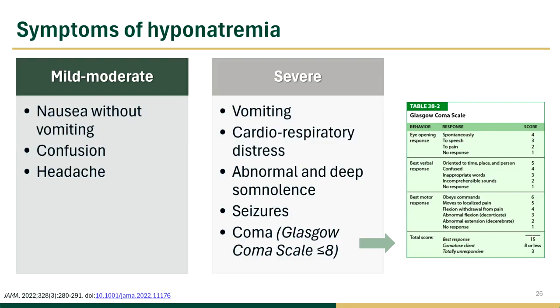So the mild to moderate versus severe classification of symptoms is very important for determining what we do for treatment. Mild to moderate is when you get general symptoms, like nausea, vomiting, confusion, slight headache. But when you get into the severe range, you get into intense abnormal somnolence. So that's like, I really can't move that much at all. A person who's extremely lethargic, they vomit, they're in cardiorespiratory distress. They can, as I noted before, get seizures.